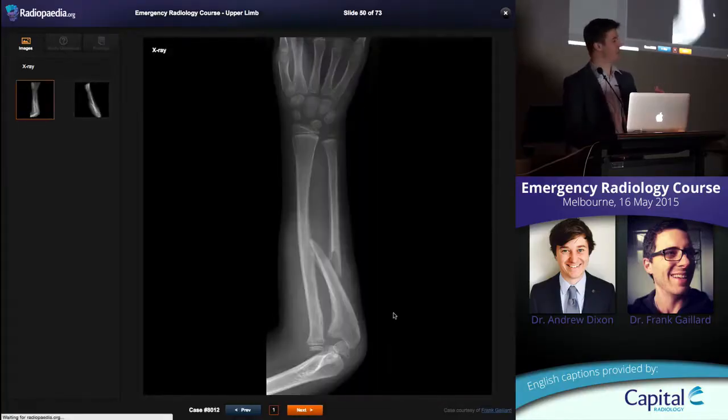Everyone knows as soon as you start talking about radial head dislocation, the next thing people want to talk about is the Monteggia fracture. So here it's a displaced fracture of the ulna associated with a radial head dislocation.